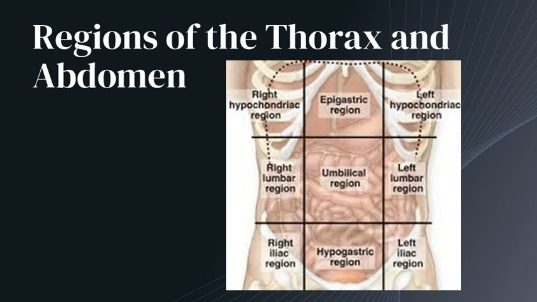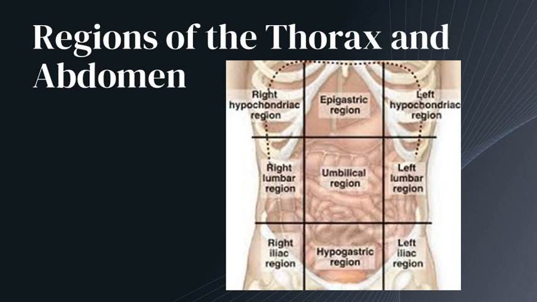What about the middle row? Middle row, again, right to left. Okay. Right lumbar region. Lumbar refers to the lower back area, so it's the side region level with that. Right flank area. Yeah. Then the umbilical region, right around the navel, the belly button. Easy enough. Center, middle. And the left lumbar region, the left flank. Okay. Middle row. Right lumbar, umbilical, left lumbar.